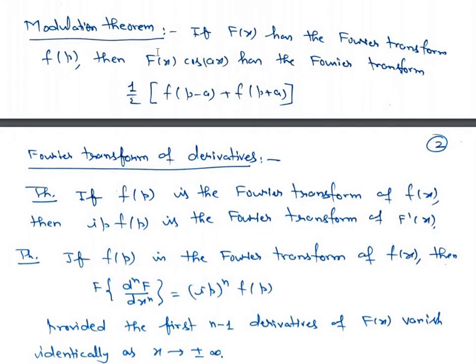Next is modulation theorem. If f(x) has the Fourier transform F(p), then f(x) into cos ax has the Fourier transform half of F(p minus a) plus F(p plus a).